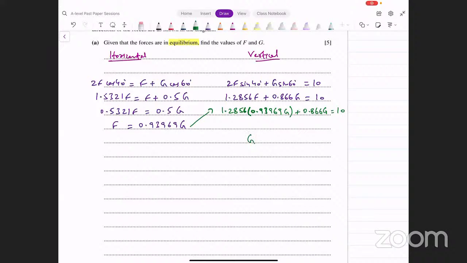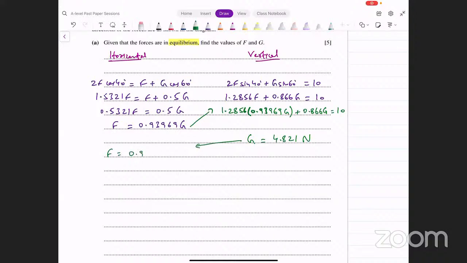1.28566 into 0.93969 plus 0.866, then divided by this answer, and that's giving me 4.821 for this. G equals 4.821. I can round it off if I want, or I can just leave it like this, and that's going to be okay. अब इस value को वापस इसमें input कर दें, and we get the corresponding value of F from there.